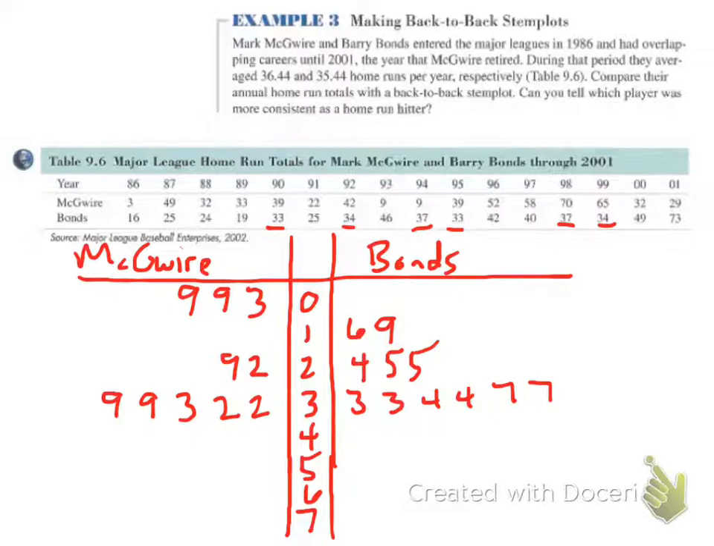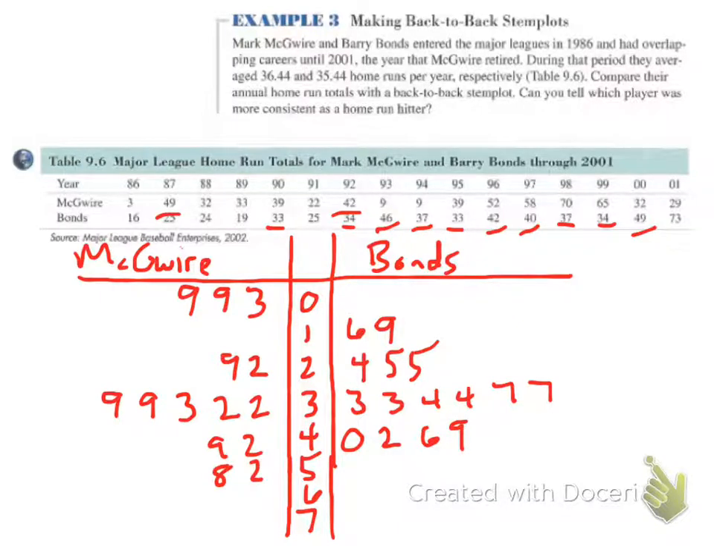Okay. Now let's go to the 40 home runs. So 49, this is for McGwire, 42, and that's it. So 9, 2. Bonds, 40 home runs, 46, 42, 40, 49. So 40 is the smallest. And then we go to 42. Let's see, 46 and 49.